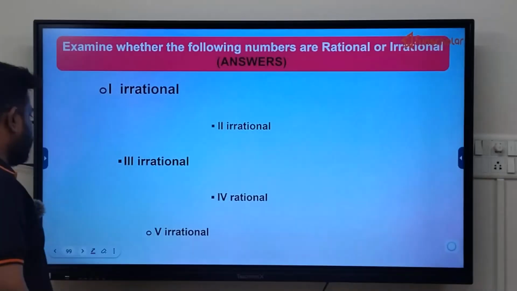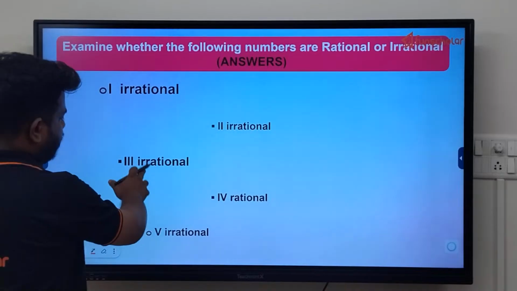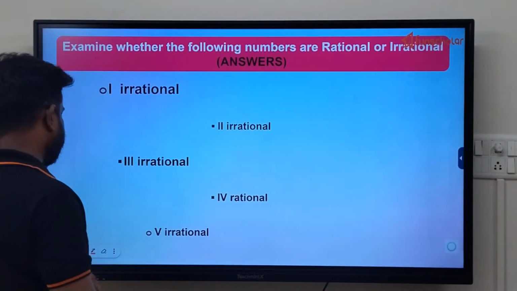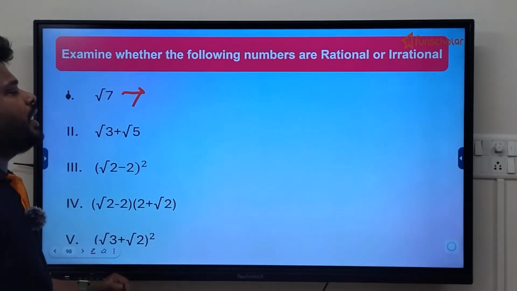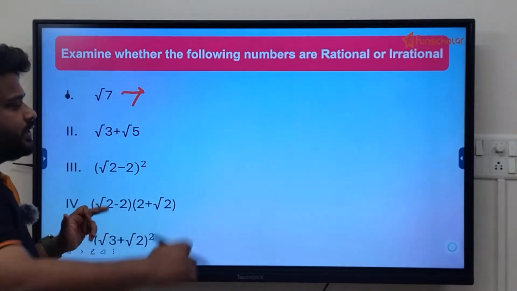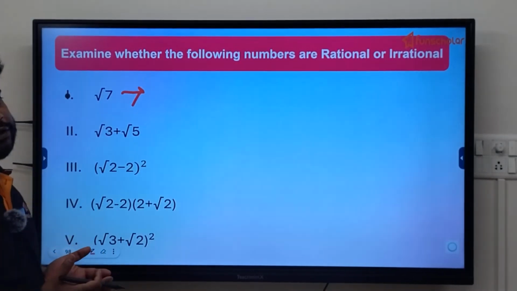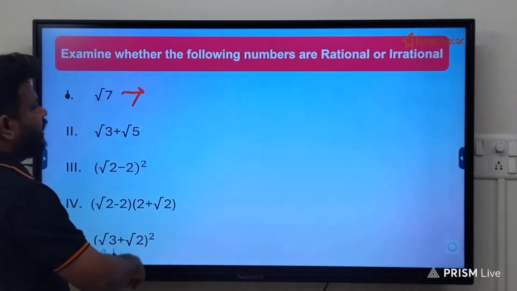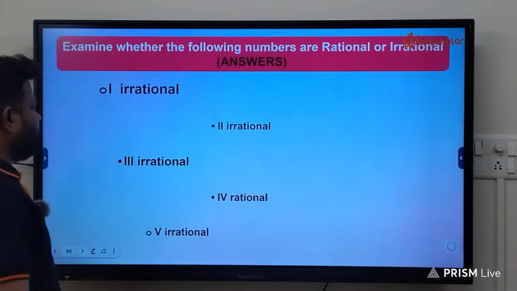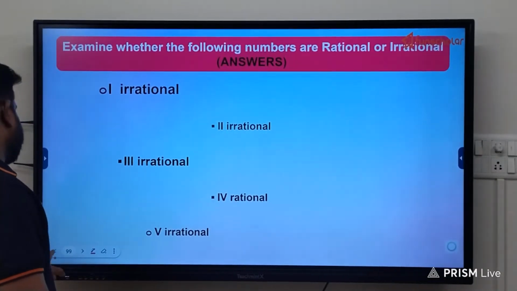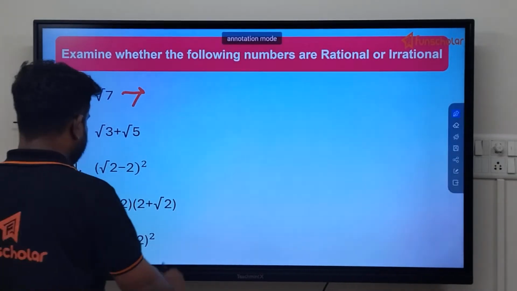So the first one will be rational, the second one will be irrational, the third one will be irrational, the fourth one will be rational, and the fifth one will be irrational. Just like I have told, the first one will be rational. For the second one, you don't have to follow the whole process. If they have asked whether it's rational or irrational, you can just do it in 2 or 3 steps. The third one will be irrational once again, and the fourth one will be rational.